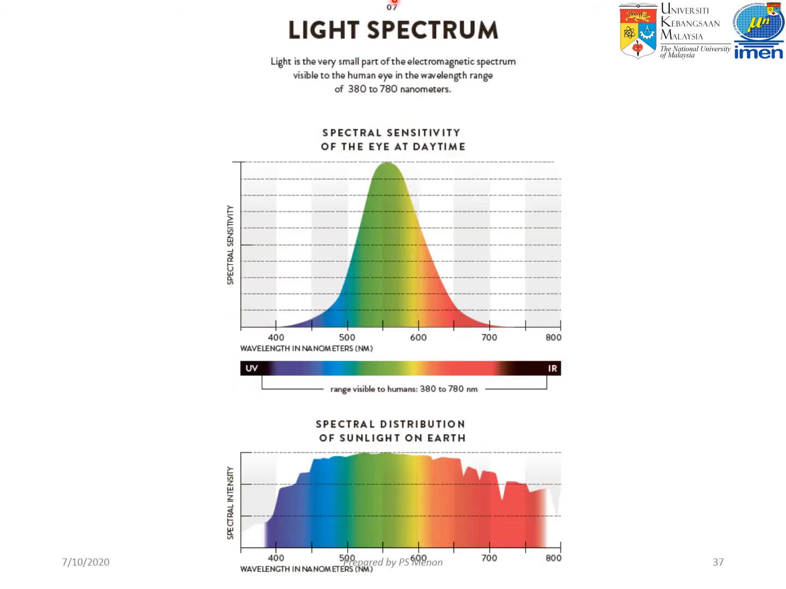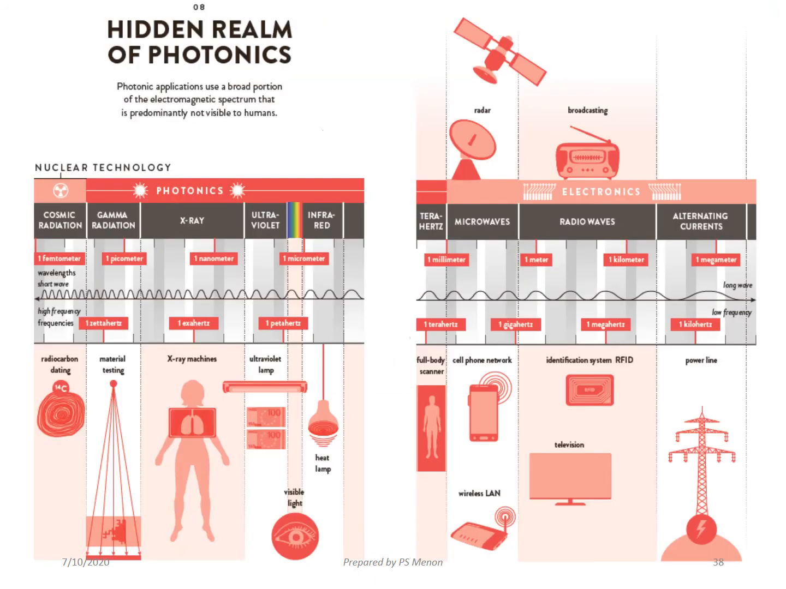Light spectrum. Light is a very small part of the electromagnetic spectrum, and it's visible to the human eye in the wavelength range of 380 to 780 nanometers. So you can only see these colors, which is the visible region. But actually, in sunlight, there are so many other spectra. This is the spectrum of the sunlight on Earth. The eye can only see very small amounts of ultraviolet light, but actually it's quite a huge chunk of the sunlight. Okay.